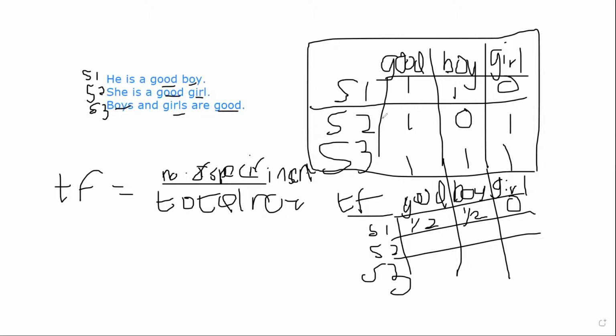Similarly, for the second sentence, good and girl occur once each, so we have a total of two words. Good happens one out of those two times, and girl happens one out of those two times, and boy will happen 0 times because the word boy is not there in the second sentence. Now for the third sentence there is one of each, boy, girl, and good, so the value would be 1 by 3 for each case. This is how you calculate the TF metric.